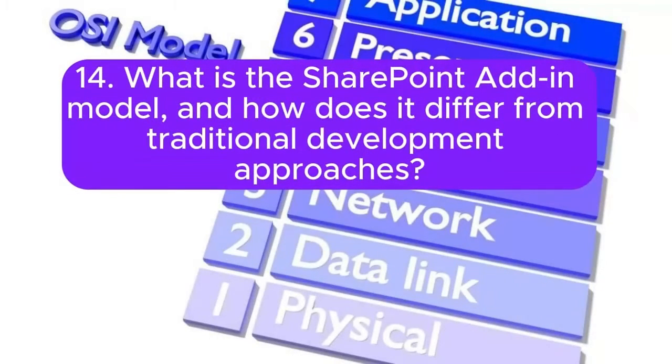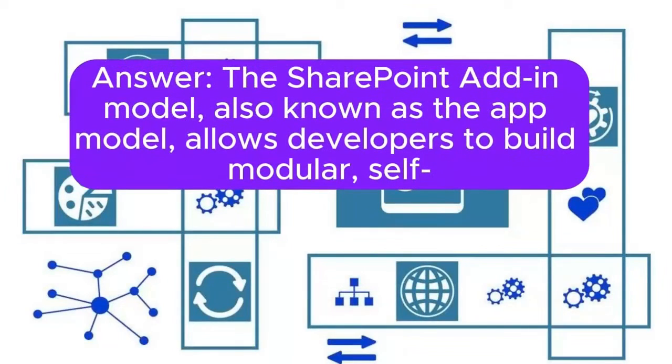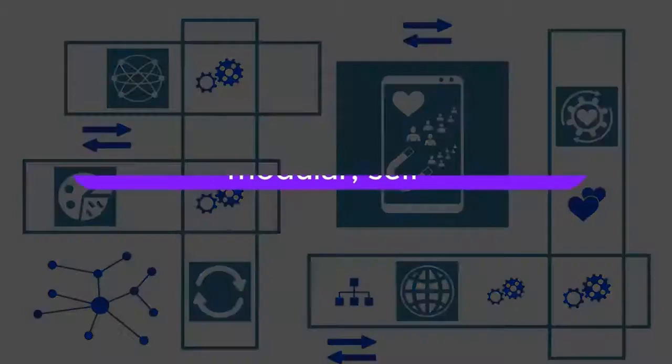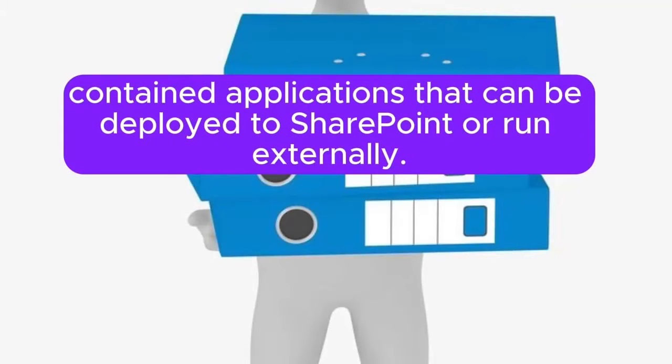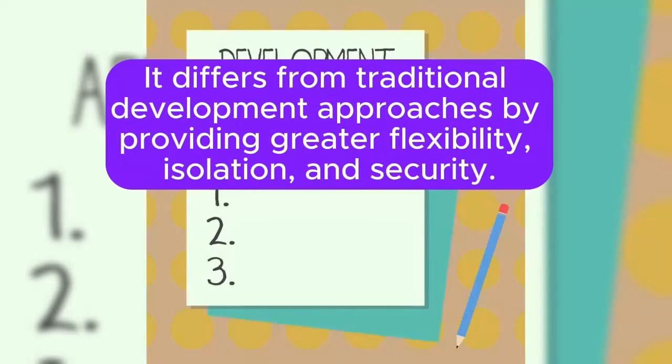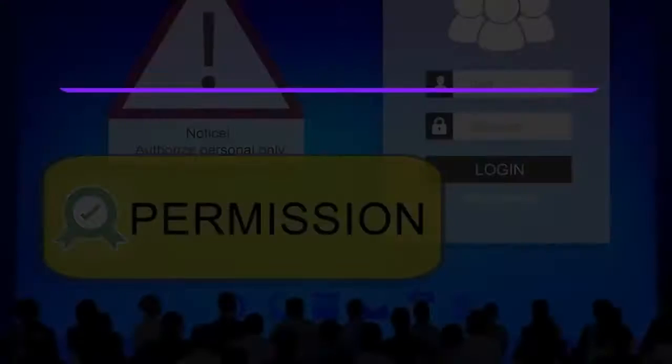14. What is the SharePoint add-in model, and how does it differ from traditional development approaches? Answer: The SharePoint add-in model, also known as the app model, allows developers to build modular, self-contained applications that can be deployed to SharePoint or run externally. It differs from traditional development approaches by providing greater flexibility, isolation, and security.